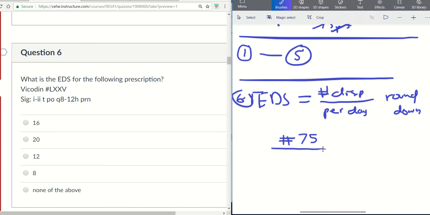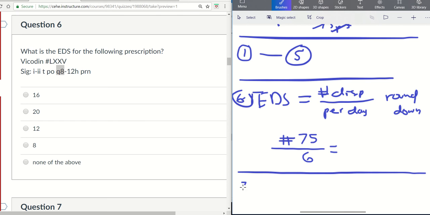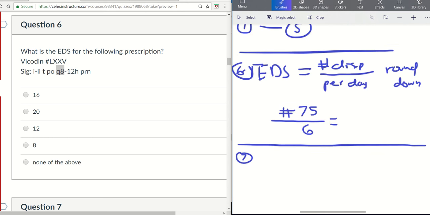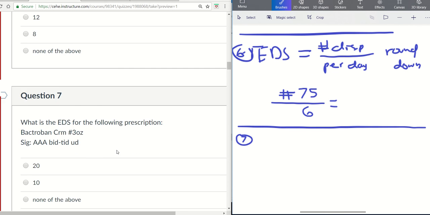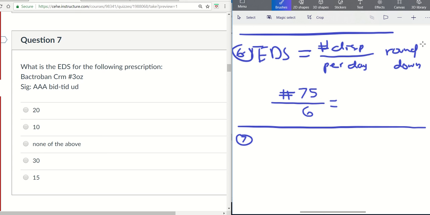All right, based on the SIG, how many can they take in a day? 2 per dose is the most. 3 doses every 8 hours, or 2 doses every 12 hours. Which one's more? 3 doses. So if I take 2 tablets 3 times, that's a total of 6. So round down. Take 75 divided by 6 and round down. Round down.